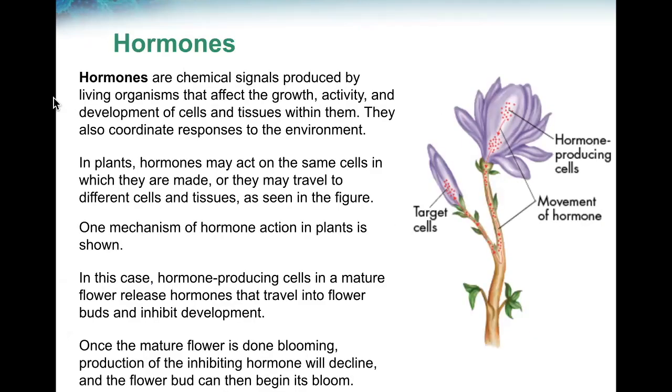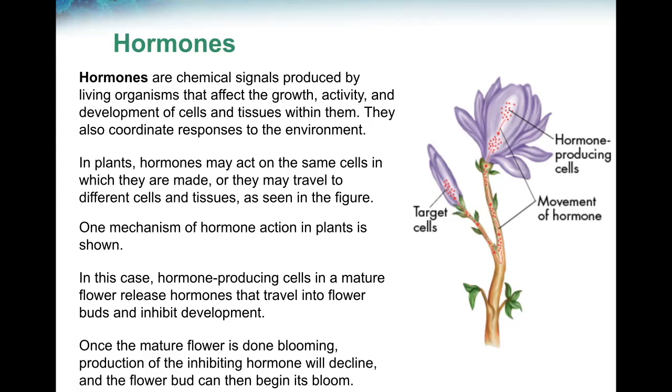Hormones are chemical signals produced by living organisms that affect the growth, activity, and development of cells and tissues within them. They also coordinate responses to the environment. In plants, hormones may act in the same cells in which they are made, or they may travel to different cells and tissues as seen in the figure. So the hormone producing cells are in the tip, and the movement of the hormone comes down and triggers cells in another bud lower down, a secondary bud lower down.